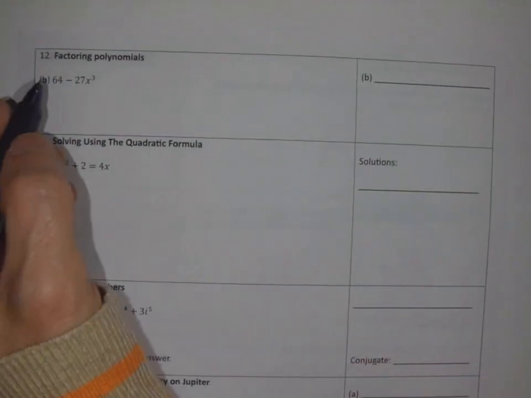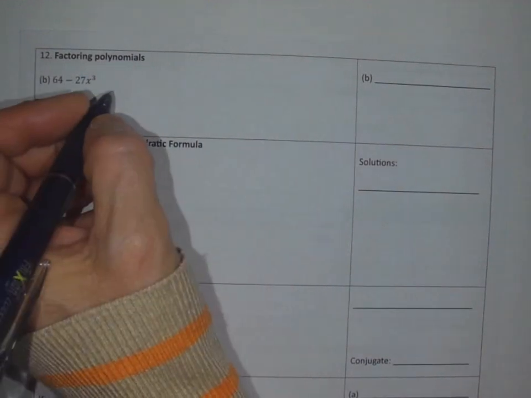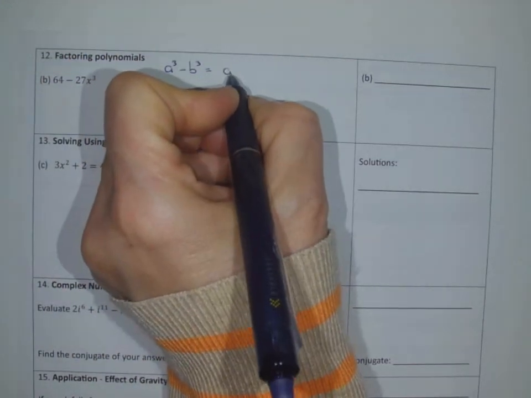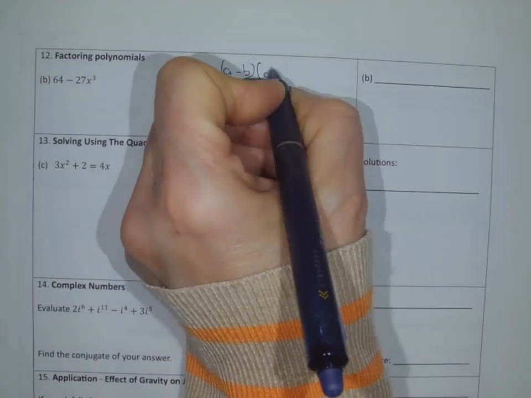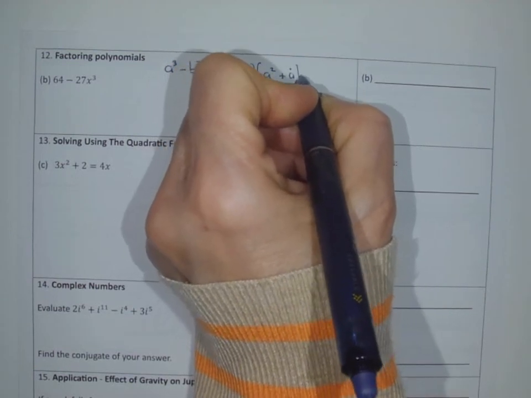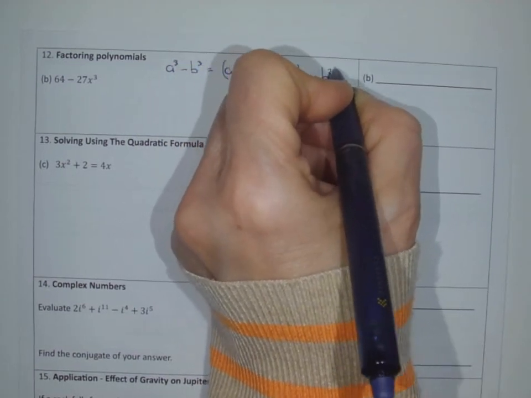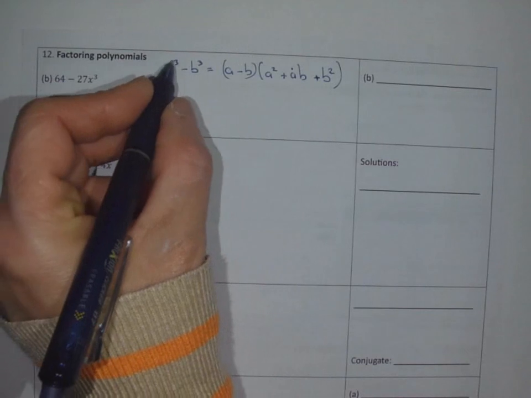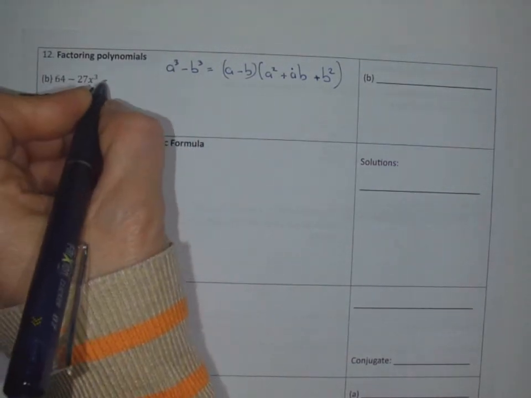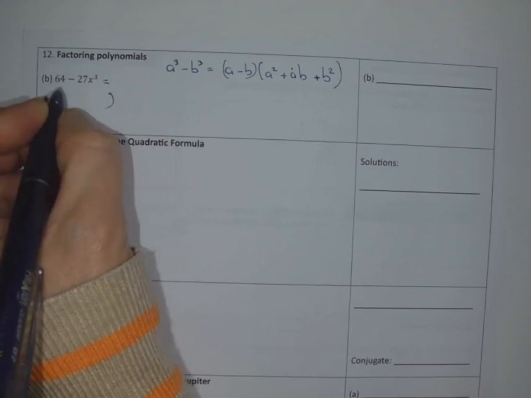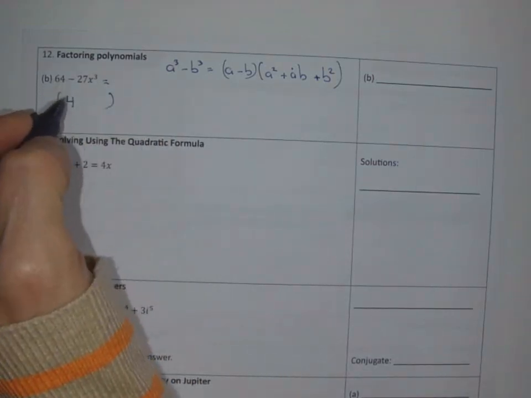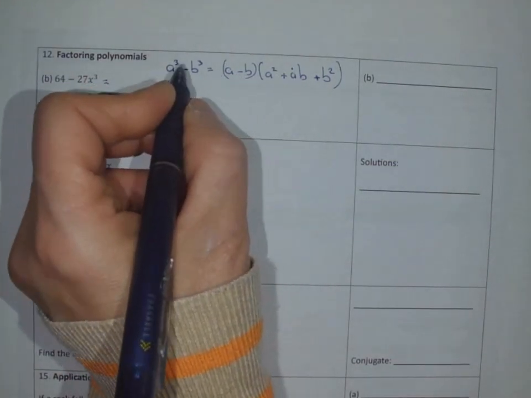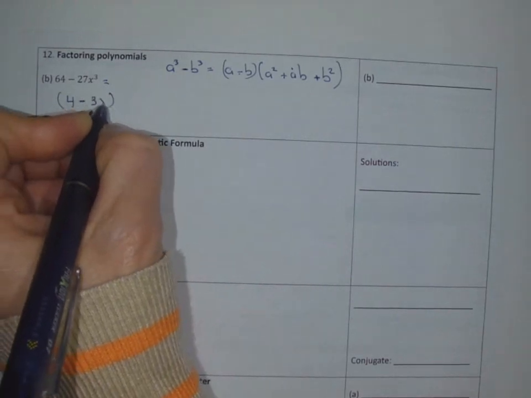We keep going factoring. Now that's a cubic, and for the cubic you're going to need the formula. So the formula a cubed minus b cubed is going to be equal to a minus b, and then a squared plus ab plus b squared. Okay, so if this is a quantity cubed, the cube root of that will be equal to 4, because 4 cubed is 64, and the cube root of this will be 3x. So we keep the minus, right? When we have a minus here, we keep the minus, and then 3x.